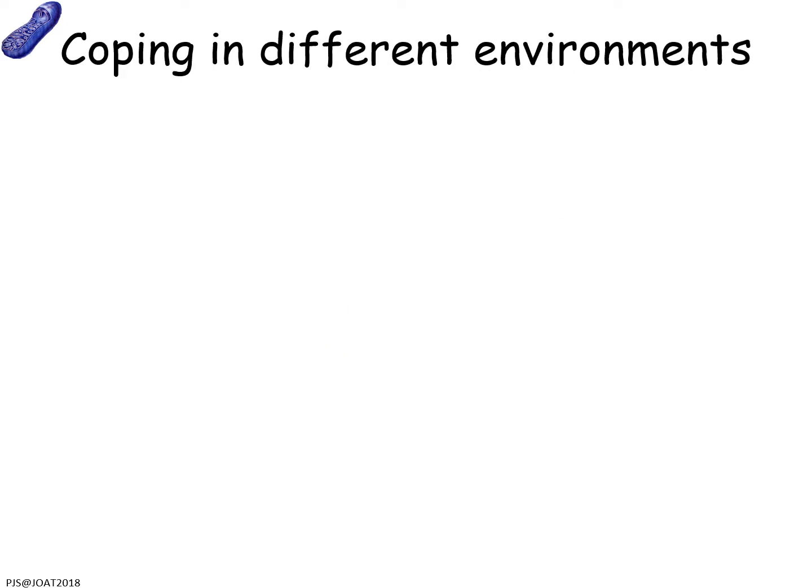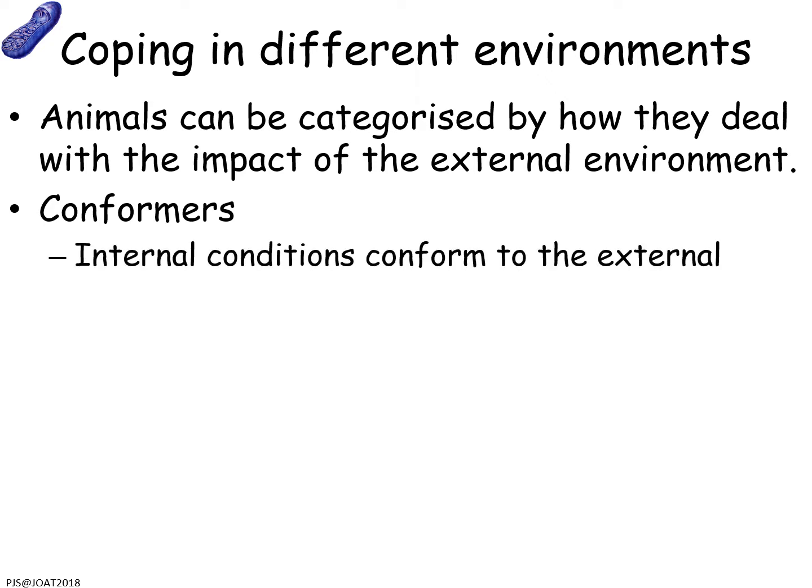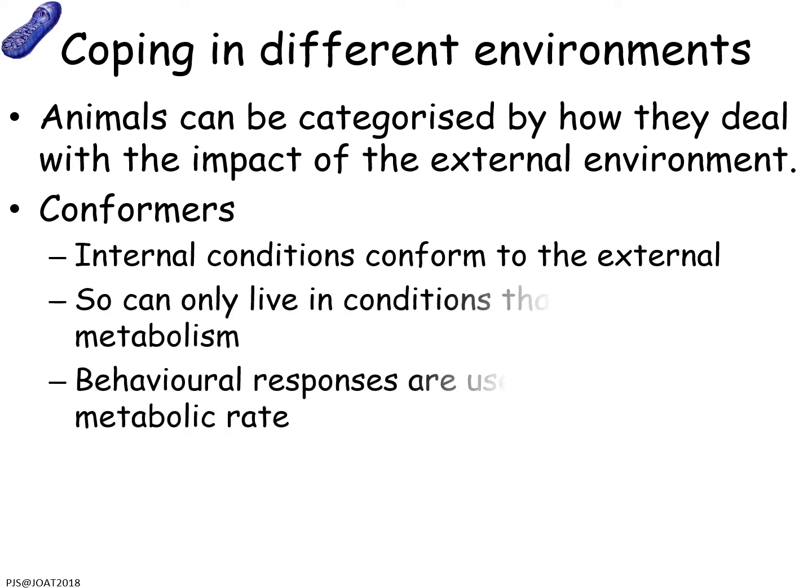If we look at animals, we can split them into two distinct groups according to how they deal with the change in the external compared to what happens inside them. Conformers are the first big group, and what we mean by that is that their internal conditions conform to the external condition. So if it gets hotter outside, it gets hotter inside. They don't keep their internal independent of the external. It is dependent on the external.